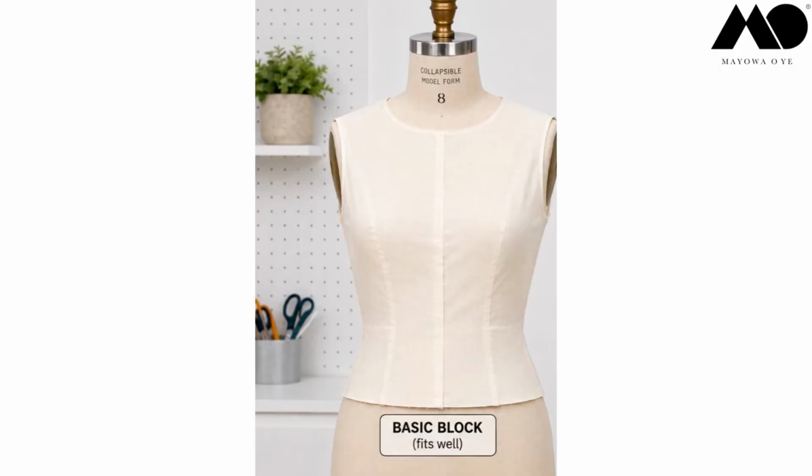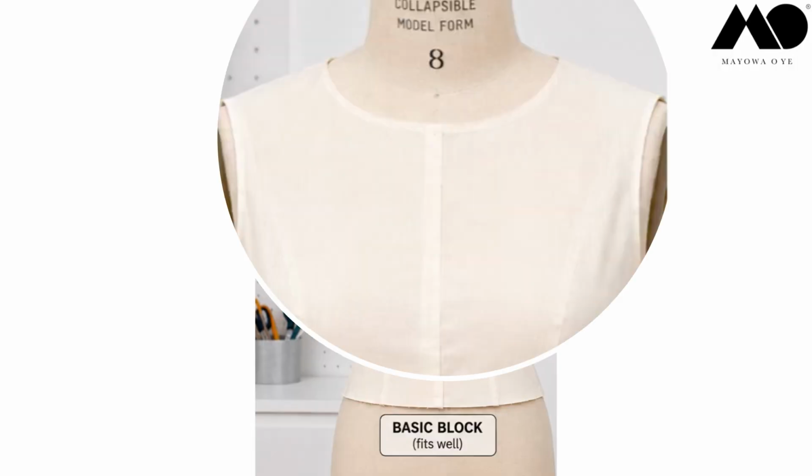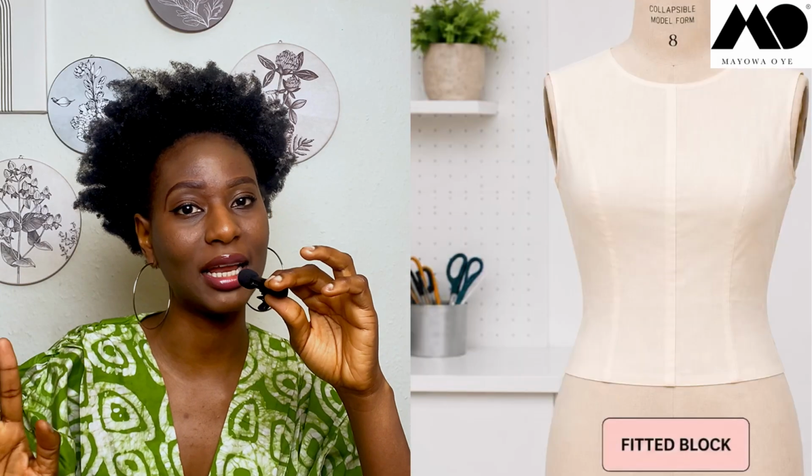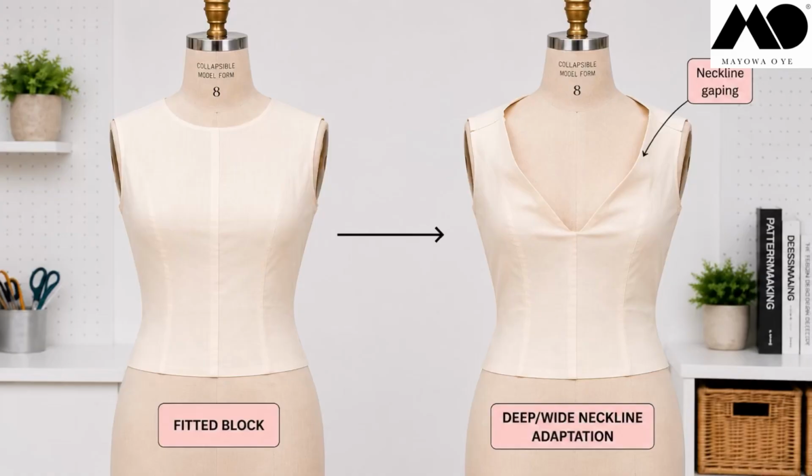Let's use neckline gaping as an example. Imagine your basic bodice block fits well. The neckline sits properly. The bust area fits well. The shoulder is balanced. Then you decide to create a wider or deeper neckline. Now, after sewing the new design, the neckline starts gaping. That does not automatically mean your block is wrong. It may mean the neckline adaptation was not controlled.